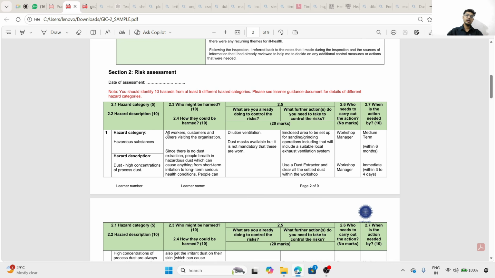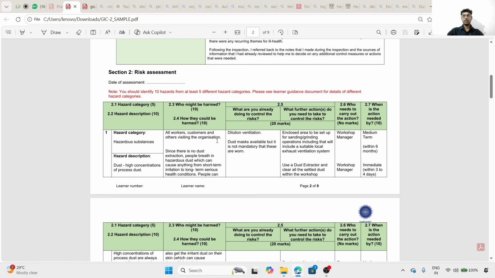So we say all workers, because workers are the people who are actually near or exposed to this dust mainly, because they are working with it. All workers, customers. There are customers who come over there to receive their vehicles, to do the servicing and everything, so they are also exposed to this. And others visiting the organization, that could sometimes be any person.